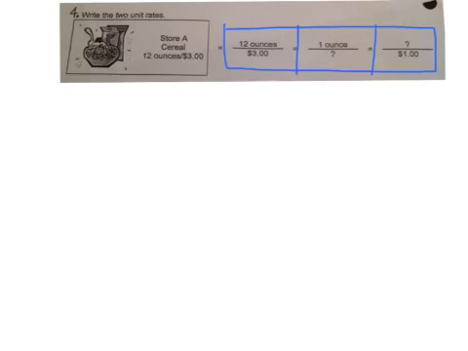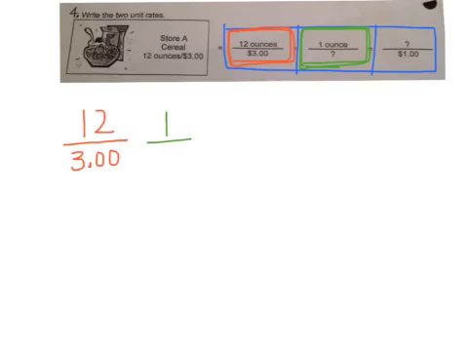Okay, so I'm going to start with my original ratio, which is 12 ounces compared with $3. I'm going to put 12 on top. I'm going to put 3.00 on bottom. It right now is going to be paired up with 1 ounce on top and question mark for the dollars on bottom. So I'm going to put a 1 on top and a question mark on bottom.